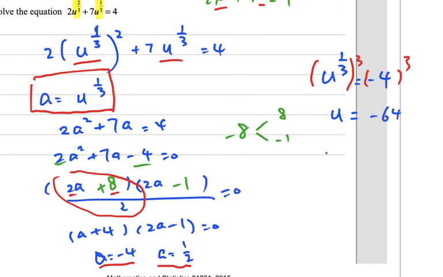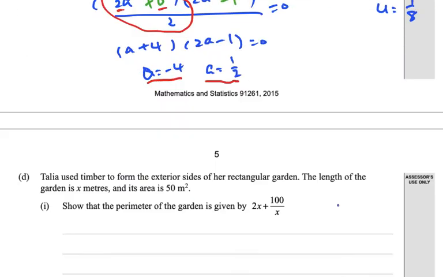-64. And the other one, u to the power 3 equals a half. And also you're going to cube both sides. u is equal to 1/8. Alright.